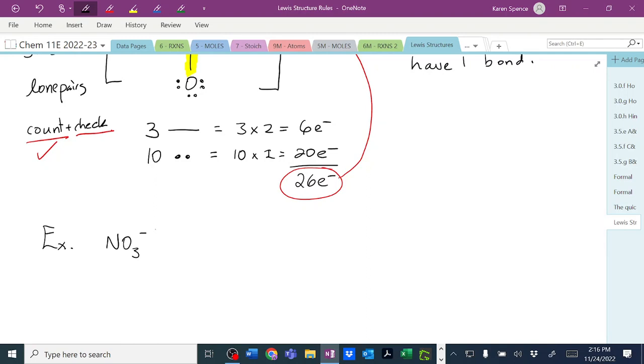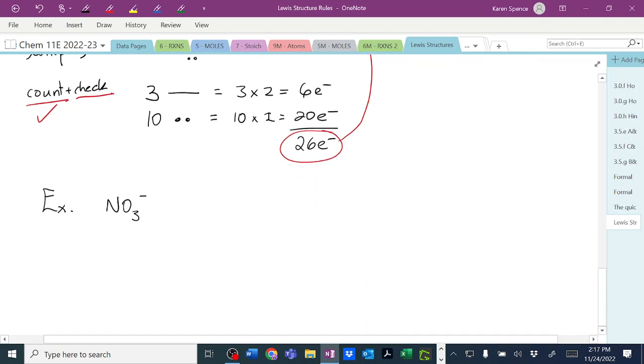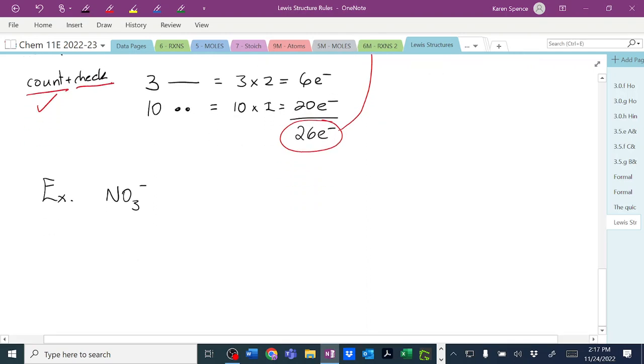You'll want a periodic table. It is number 7. Does it have 7 valence electrons? We put the least electronegative in the center.